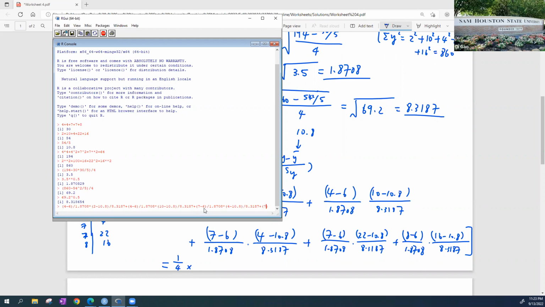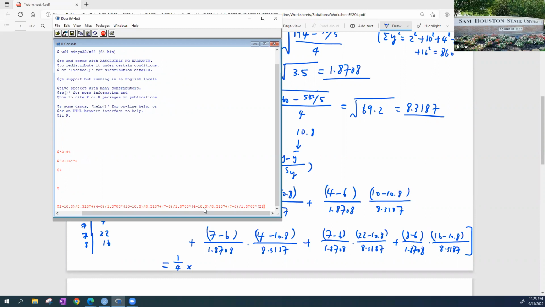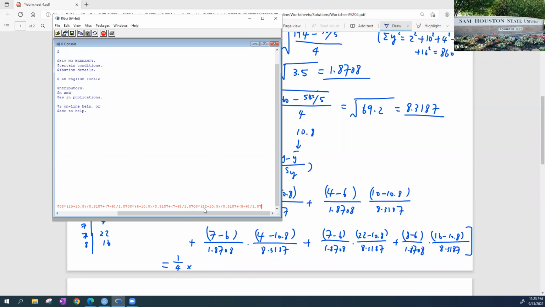plus 7 minus 6 divided by 1.8708 times 22 minus 10.8 divided by 8.3187, and the last term, 8 minus 6 divided by 1.8708 times 16 minus 10.8 divided by 8.3187.